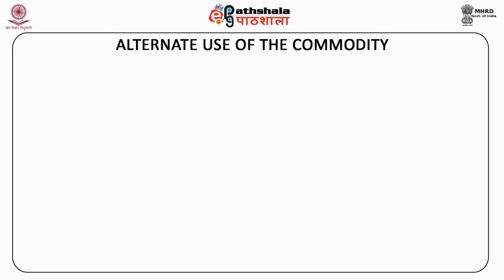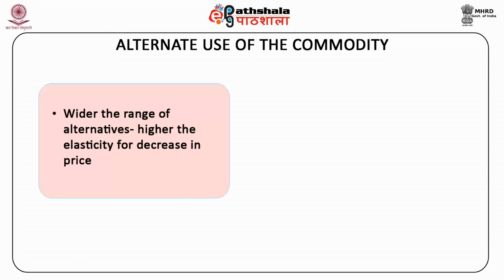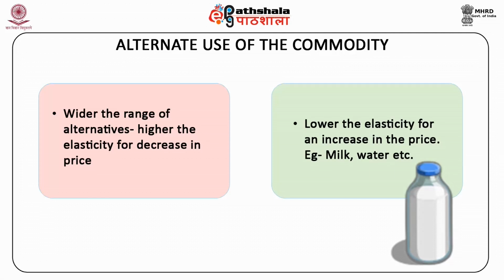Alternative uses of the commodities. The wider the range of alternative uses of a product, the higher the elasticity of its demand for decrease in price and the lower the elasticity for rise in price. For instance, milk, water, electricity, etc.